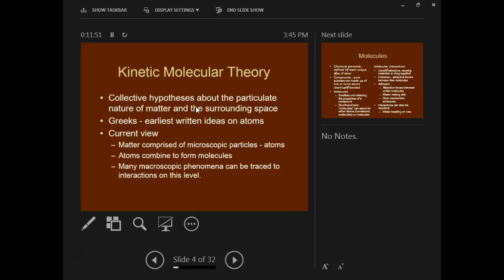So the smallest particle that an element can be is the atom, but the smallest particle that a compound can be would be a molecule. Many macroscopic phenomena can be traced to the interactions on the microscopic level between molecules and even between atoms. Now, there are some pretty good figures in the book, especially if you got the new book. Some of these are fairly new and nicely done.